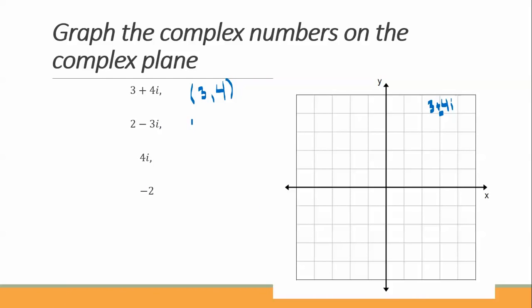Next, 2 minus 3i is 2 and negative 3. So 2 over, 1, 2, and down 1, 2, 3. This is 2 minus 3i. 4i is going to be 4 up on the y-axis or the imaginary axis, because there's no real portion. And negative 2 is going to be negative 2 on the real axis. So that would be the point 0, 4i and negative 2, 0.